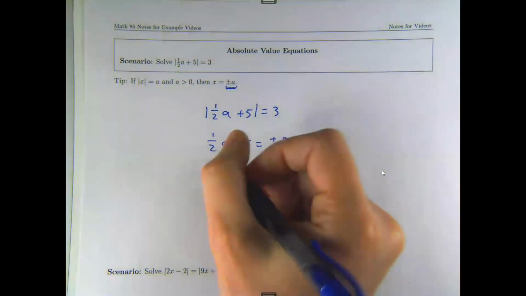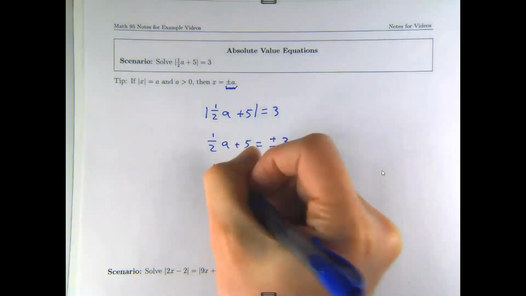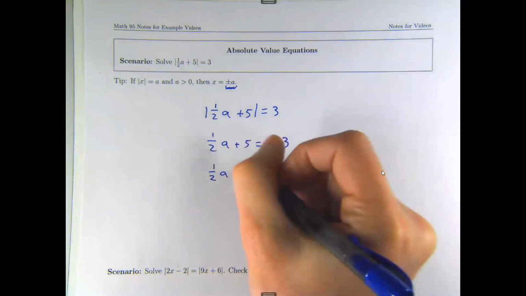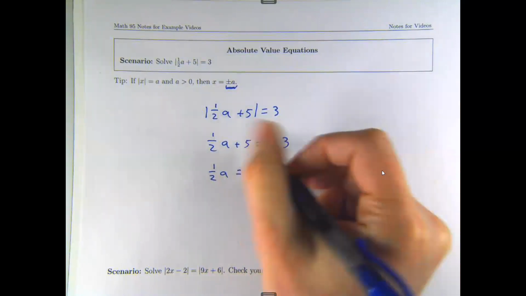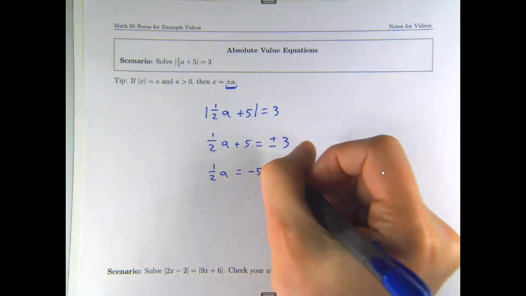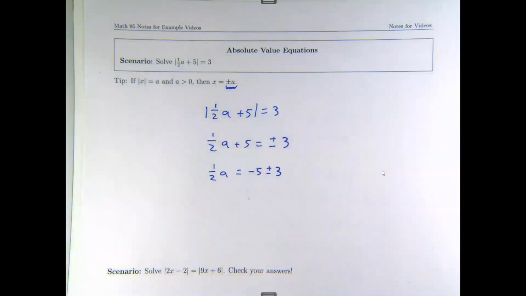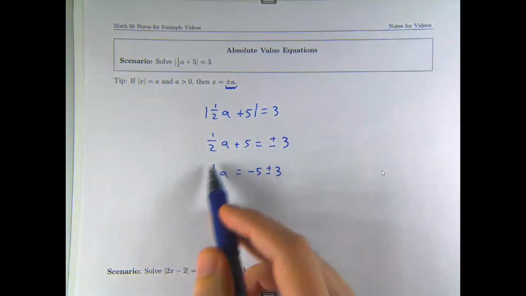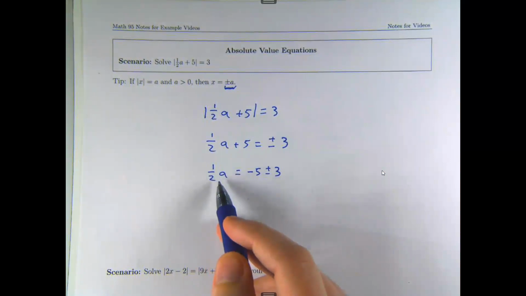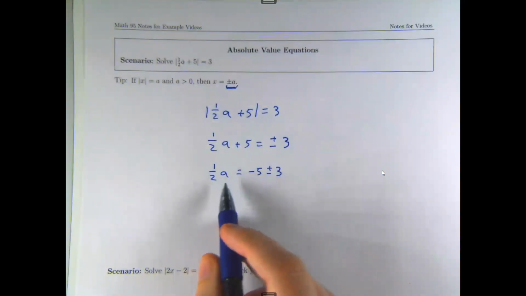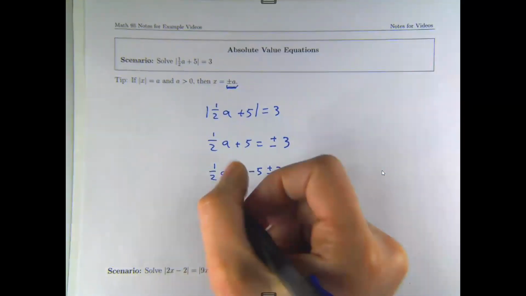I'm going to solve for a by subtracting 5 over. So I have -5 becomes a negative on the other side, plus or minus 3. And then I'm going to get rid of this 1/2. 1/2, that's sort of like dividing by 2. So the opposite of dividing by 2 is multiplying by 2. I'm going to multiply both sides by 2.